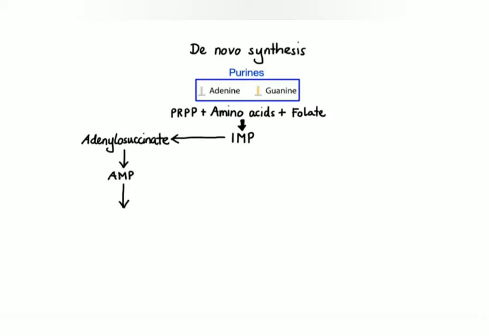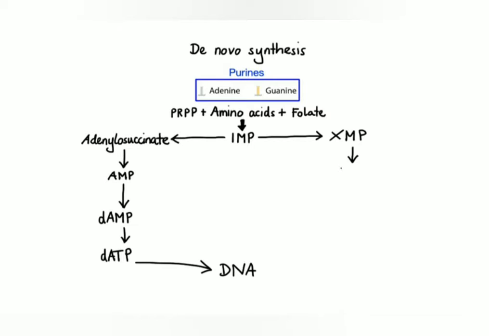AMP can be then reduced to deoxy-AMP and further converted to deoxy-ATP, which can be incorporated into DNA. Alternatively, conversion of IMP to GMP requires a dehydrogenase enzyme that catalyzes the conversion of IMP to xanthosine monophosphate, XMP for short, which serves as a substrate for the production of GMP. Likewise, GMP can be reduced to deoxy-GMP and then converted into deoxy-GTP, which is incorporated into DNA.